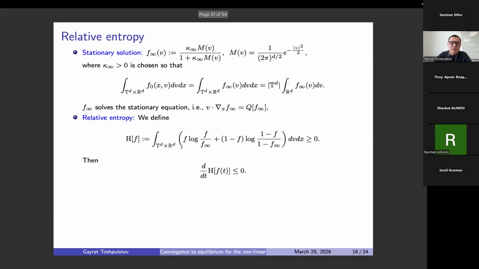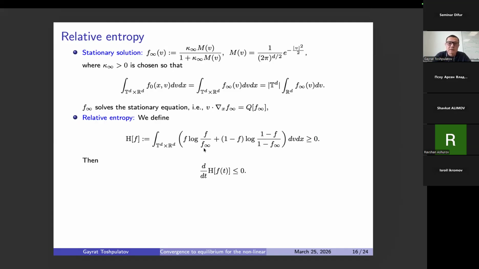Who introduced this entropy first? Sorry? This relative entropy. Yes, it's relative entropy. We can, for example, forget the terms f infinity. But it was introduced by somebody not so many years ago. It was introduced before by physicists for this model. By physicists, okay. It's well known. So again, f and 1 minus f are symmetrical here.